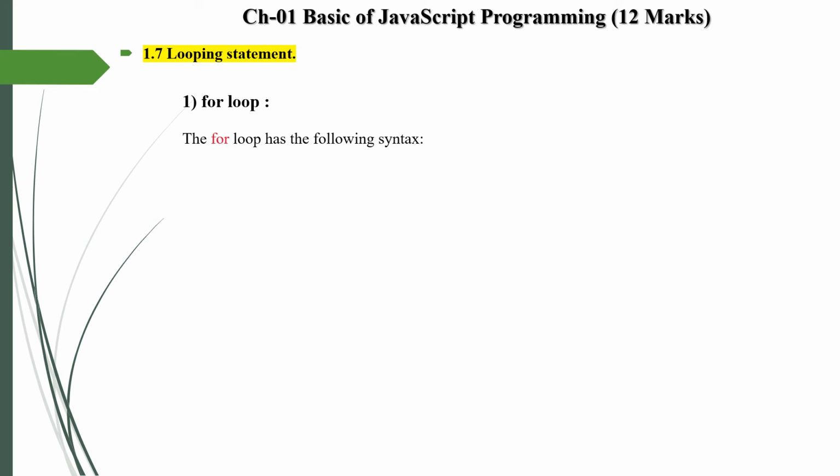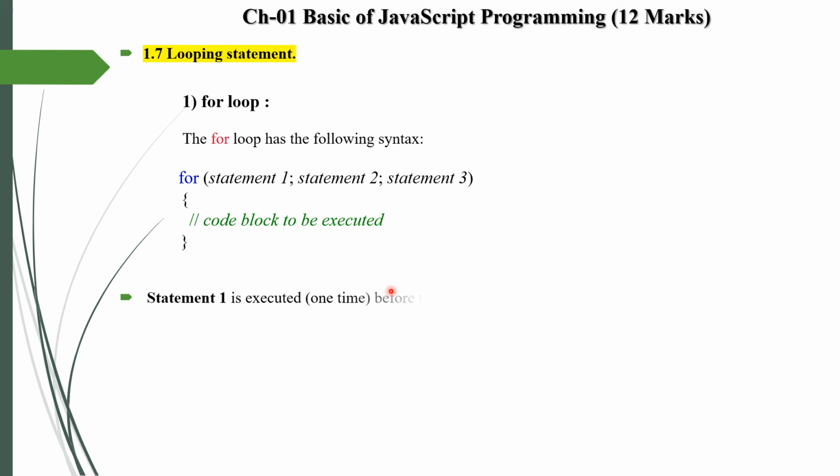For loop has the following syntax. First, for is the keyword in JavaScript. Then in brackets we define statement 1 semicolon statement 2 semicolon statement 3. Then inside curly brackets we write the code that we want to execute again and again. Then we see what statement 1, statement 2, and statement 3 say.